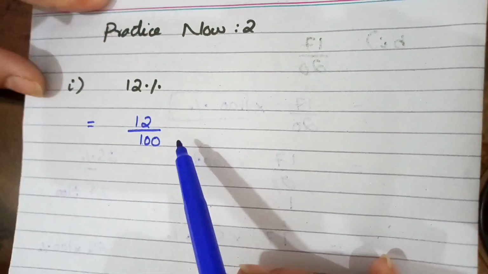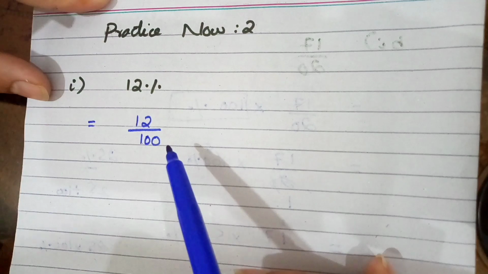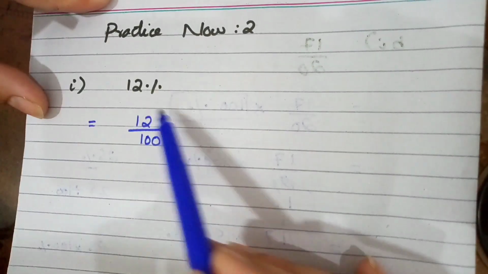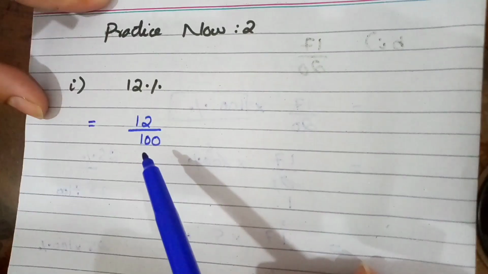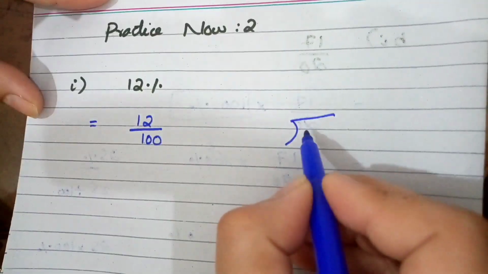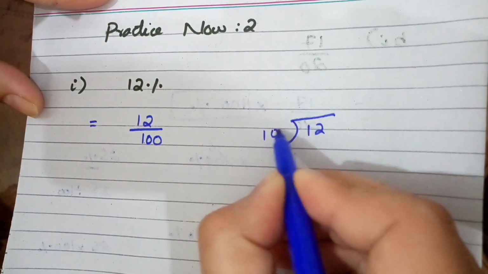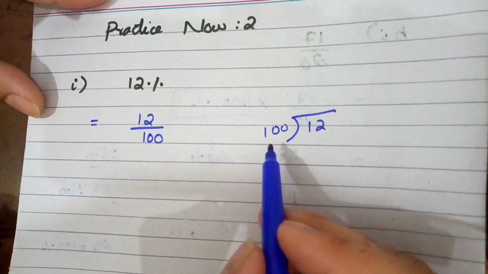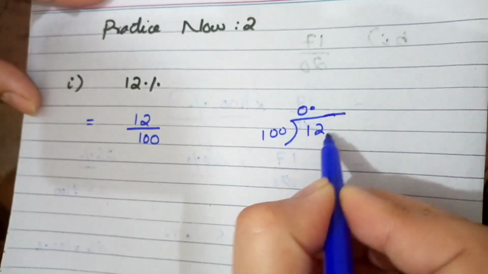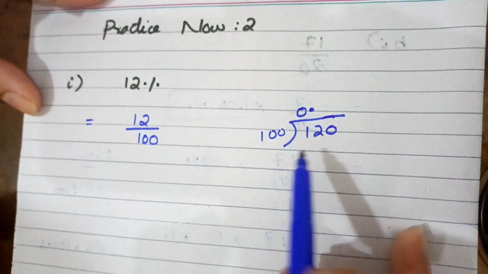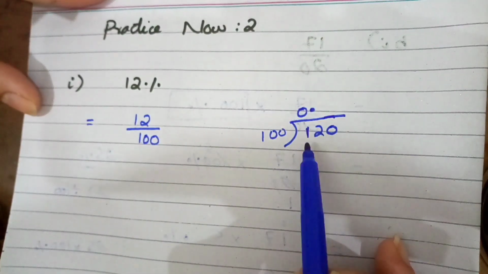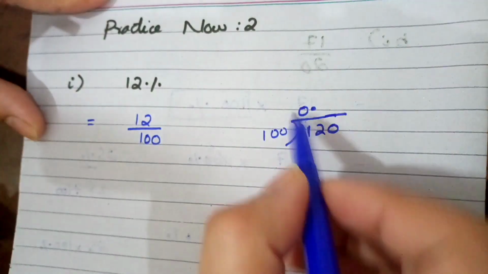Now it is a proper fraction, but as it is given in the question that you have to give your answer in decimal form, we will divide it. We will divide 12 by 100. Now 12 is smaller than 100. What do we need to do? Just put a point here, and by using this point we will replace it with a 0 next to the term. Now it becomes 120, so we can easily divide it.